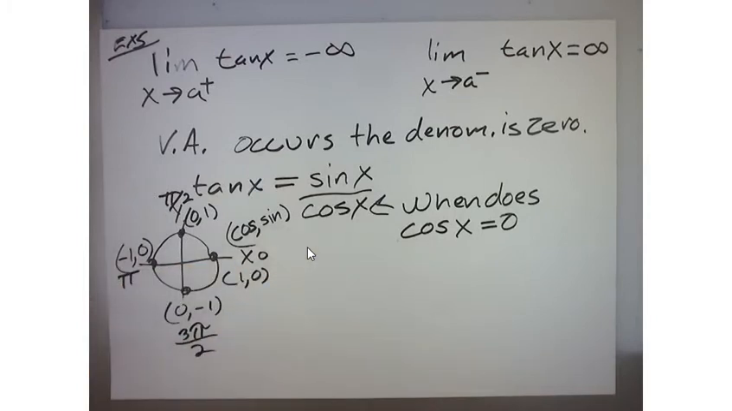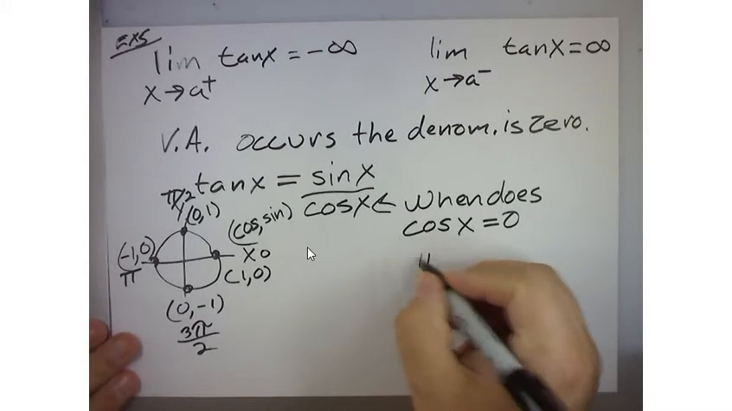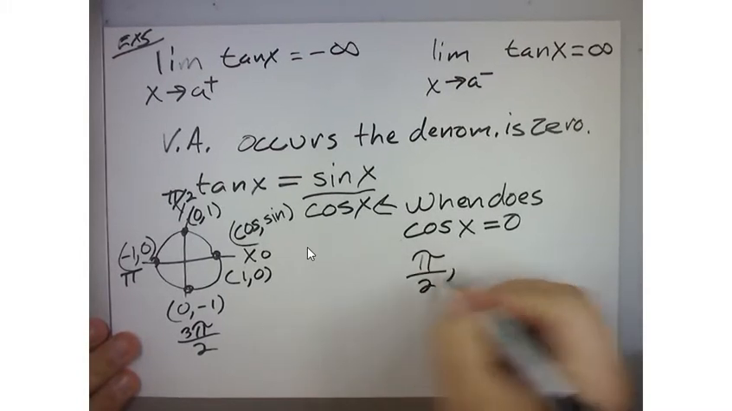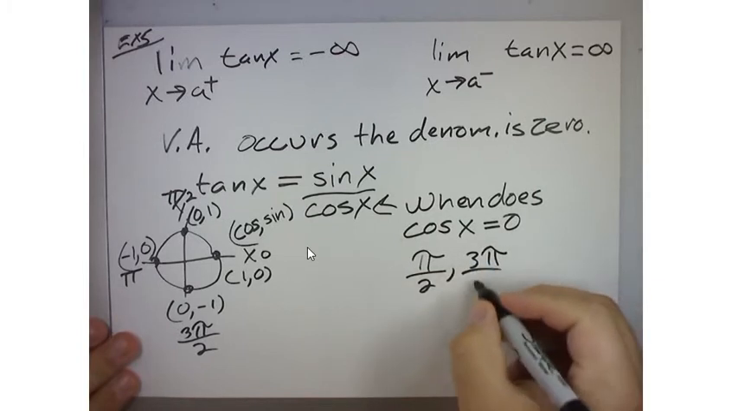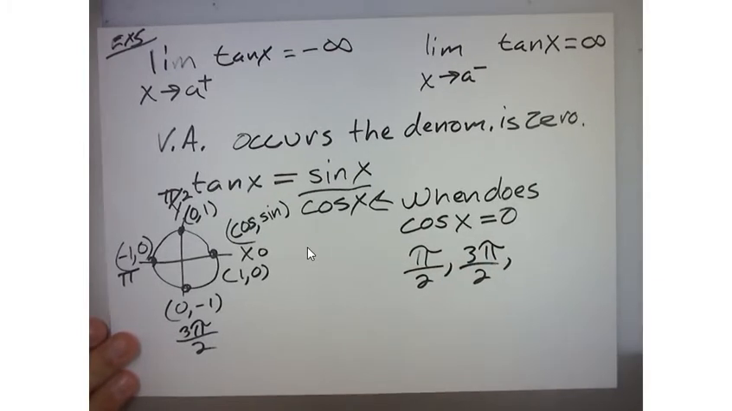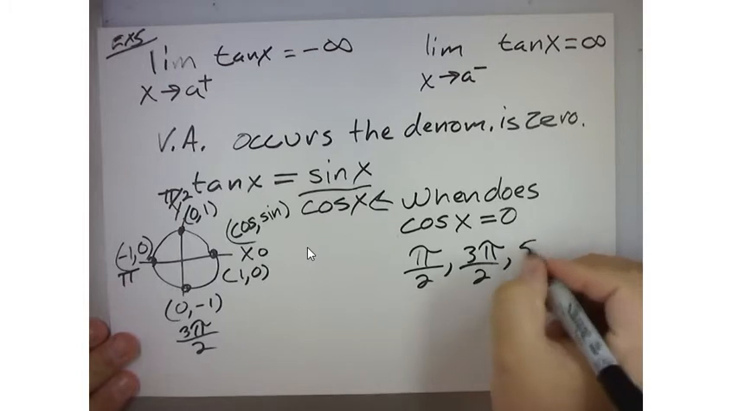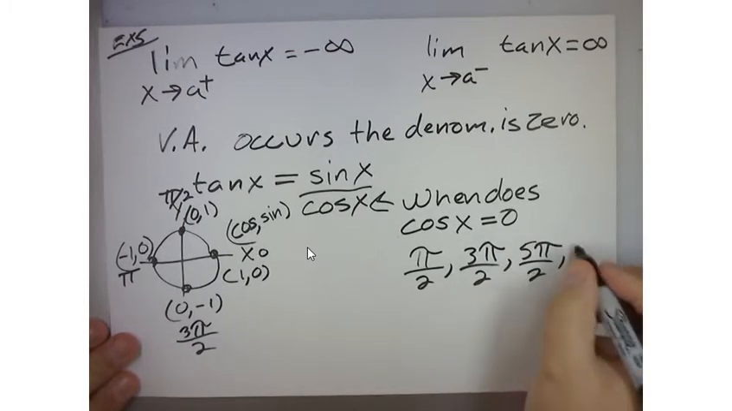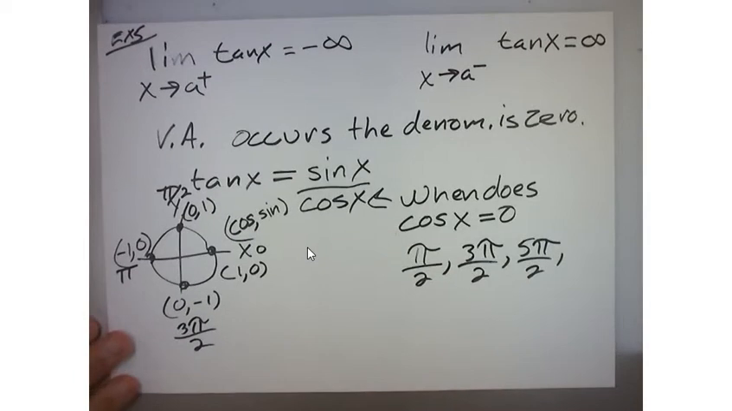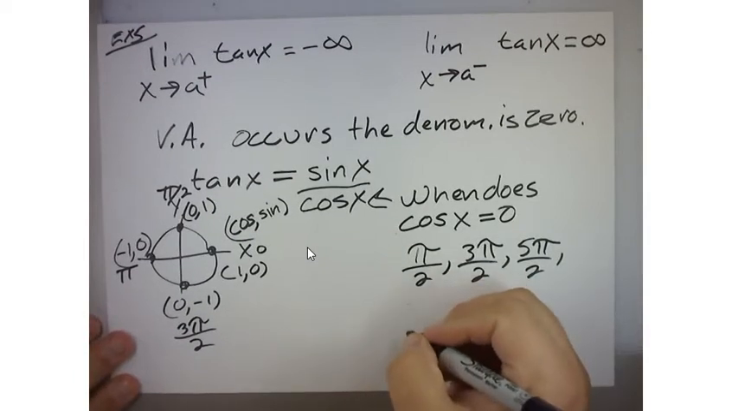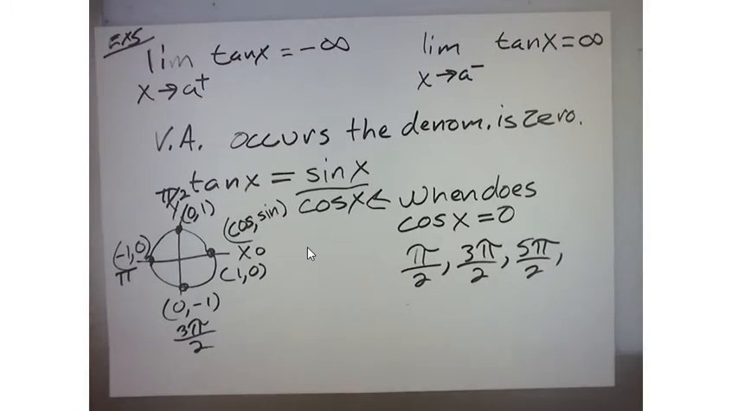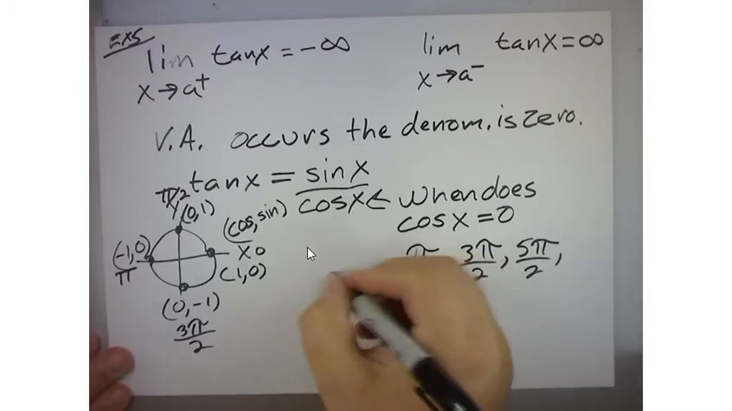When are the x values equal to 0? Pi over 2, 3 pi over 2. If you were to come around again, what would it be again? 5 pi over 2. Thank you, gentlemen. And we could go in the other direction, right? So it's any integer times pi over 2. How would I write that? You go in the other direction too.